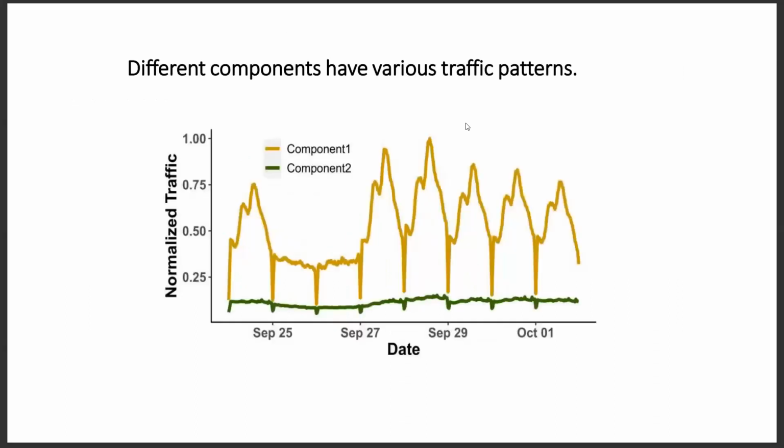And here you can see another graph for different components having various different traffic patterns. On the x-axis, we have the date, the same as the above picture. On the y-axis, we have normalized traffic. Component 1 is represented in the yellow colored graph, and component 2 is represented with green color. So here we see the different components having different traffic patterns, with component 1 fluctuating greatly while component 2 is mostly stable.